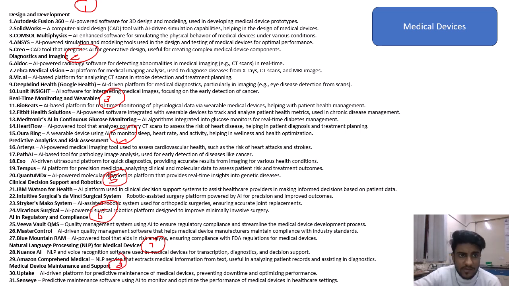For design and development, you have SolidWorks, COMSOL, ANSYS. Diagnostic, you have Zebra Medical, Aidoc, Wiz.ai, DeepMind Health. Real-time monitoring, you have Medtronic. This is the leading company in glucose monitoring, and a lot of different areas. Medtronic is a very well-known, renowned company. Predictive analysis, you have Altris, PathAI, Exo. So they're useful for prediction of cardiovascular, neurological, nephrological, hepatological, hematological, and a lot of different disease conditions.